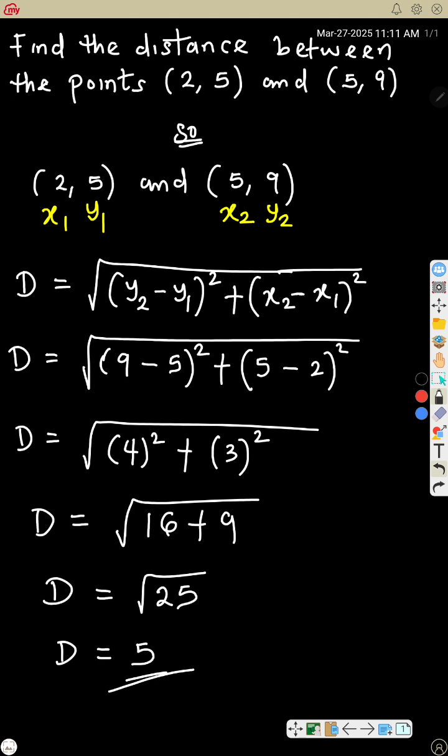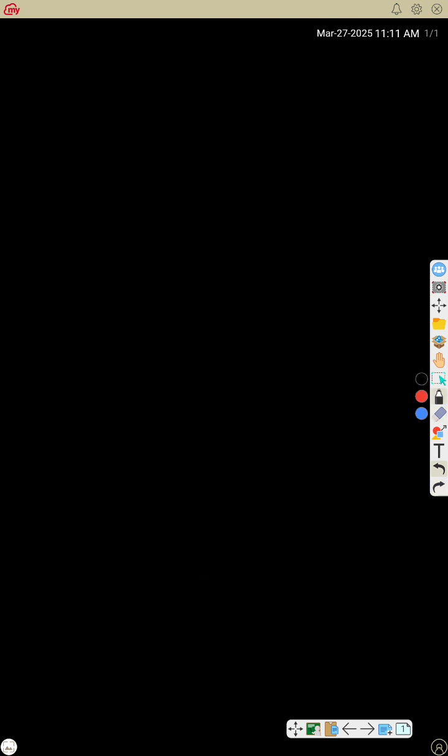So in this formula, anyone can come first. If you like, write (x2 minus x1) squared plus (y2 minus y1) squared. Anyone, this is just substitution. So take note of the formulas. This is the formula for distance between 2 points. So let's see another question.